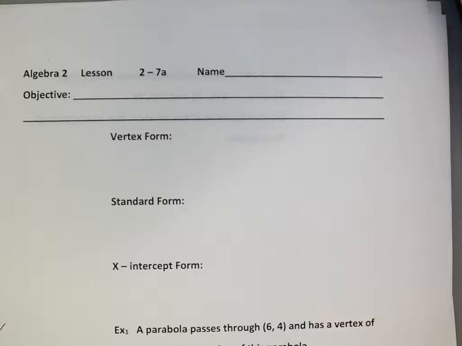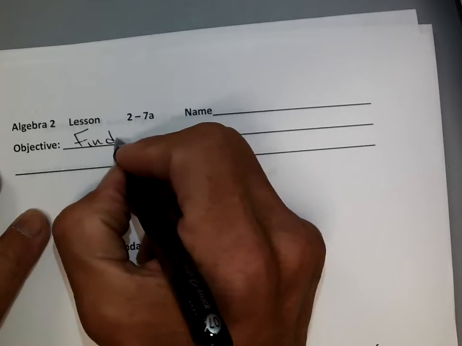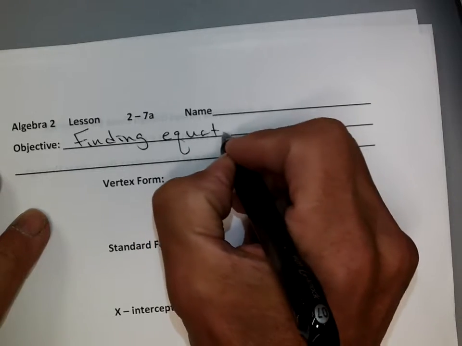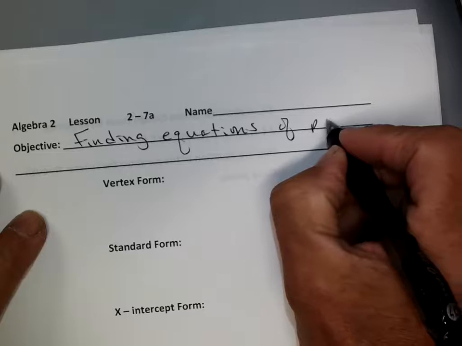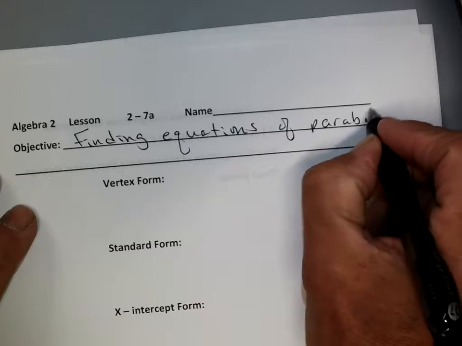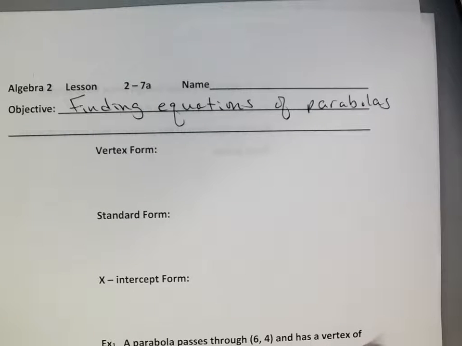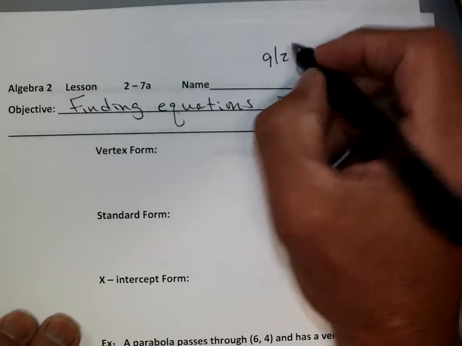Okay, so objective today. What we're going to do is find equations of parabolas. We're going to find the equations by three ways, and we're going to show you what three ways are, okay? So today is 9/10/19.